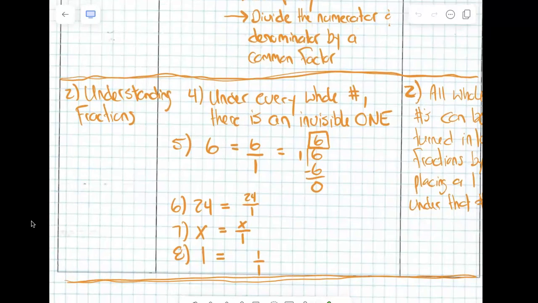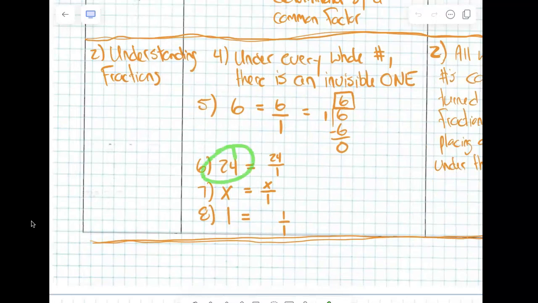We know that under every single whole number, like the number 6, there is what? What is under every single whole number? An invisible 1, unless we write it, and then it becomes visible, right? So if I have a number like 24, and I ask what is 24 as a fraction, you all would say 24 as a fraction is 24 over 1. Does the same thing work with a variable?